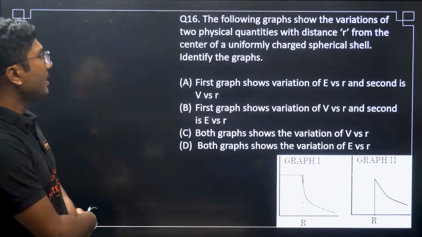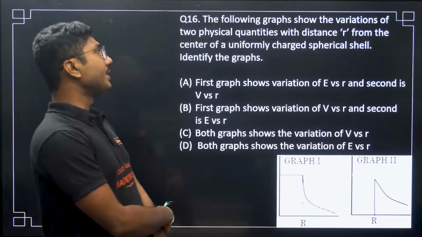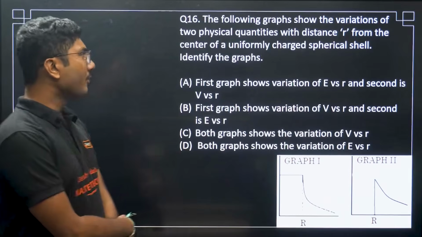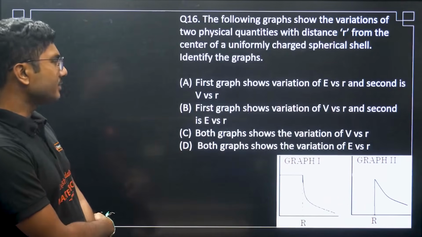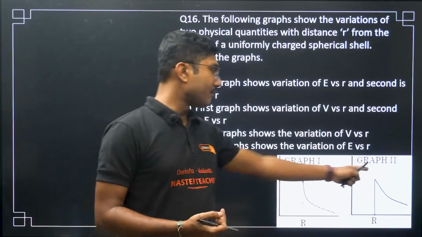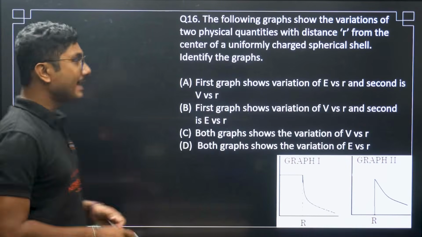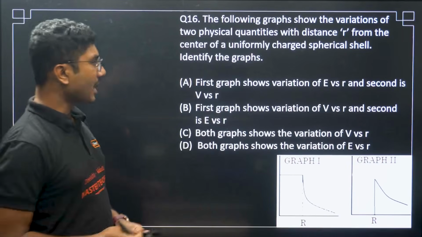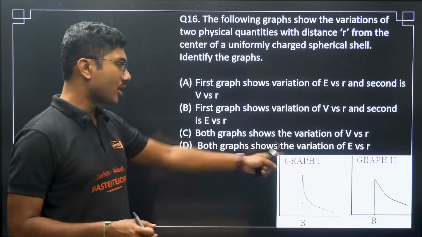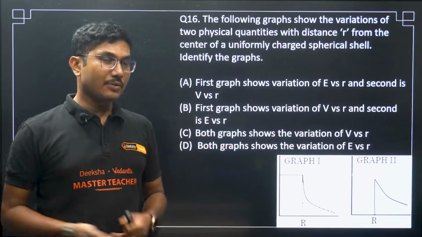Next question. The following graph shows the variations of two physical quantities with distance r from the center of a uniformly charged spherical shell. Identify the graphs. So there are two graphs, graph 1 and graph 2. You have to identify the respective graphs. One of them is E versus R, another one is V versus R.